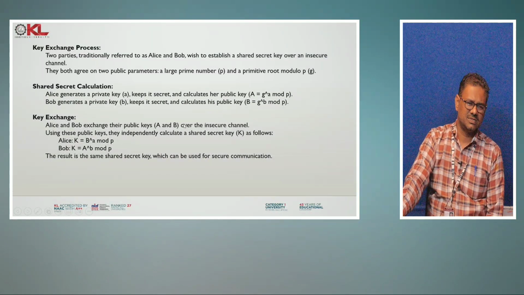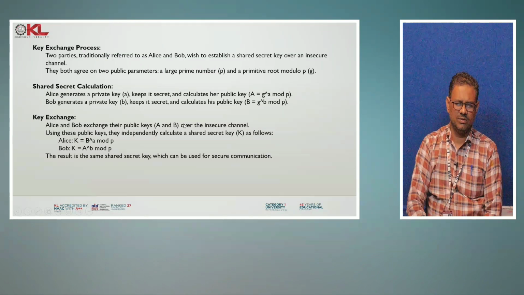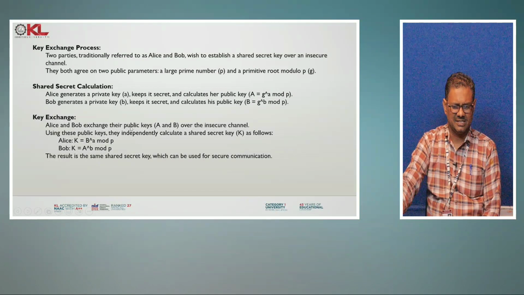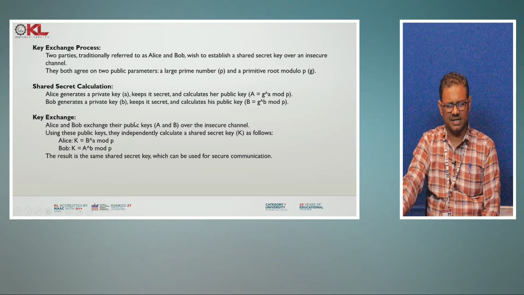So what is the beauty of this algorithm? Even though the entire process is seen by any person, the secret key is known by only Alice and Bob. The secret key is known by only Alice and Bob. That is the beauty of this algorithm.